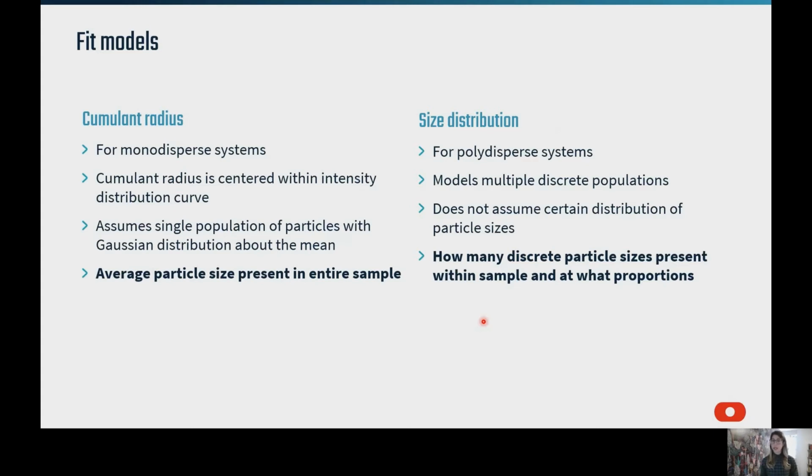The size distribution fit can be used for either monodispersed or polydispersed systems, since it accounts for multiple discrete populations. And this size distribution fit does not assume a certain distribution of particle sizes, but instead uses an intensity-weighted distribution of multiple diffusion coefficients, which is how it's able to calculate the hydrodynamic radius for multiple different particle sizes in solution. So ultimately, the cumulant radius is taking the average particle size present in the entire sample volume, whereas the size distribution is looking at how many discrete particle sizes are present within the sample solution and at what proportions.